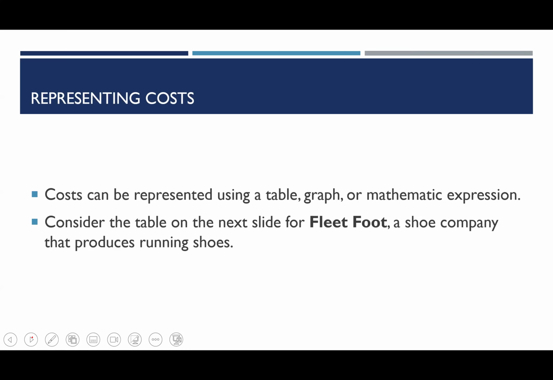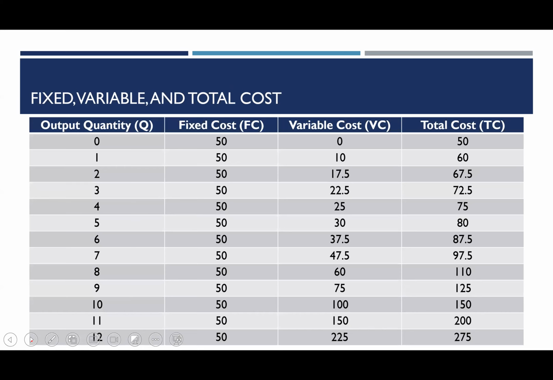So let's think about how we represent some of these costs. So we've looked at the graphs. Now we can look at representing these costs in a table. So in the first column here, we have quantity of output going from 0 to 12. In the second column, we see fixed costs are constant at $50. Variable costs increase with output, right? So as output grows, so does variable costs.